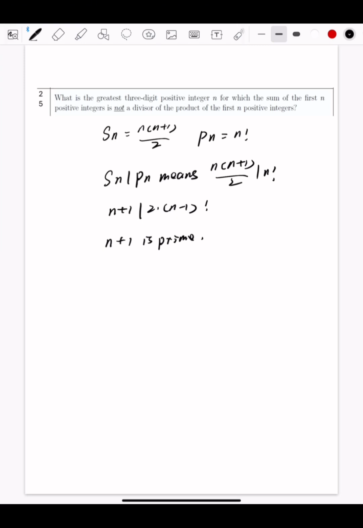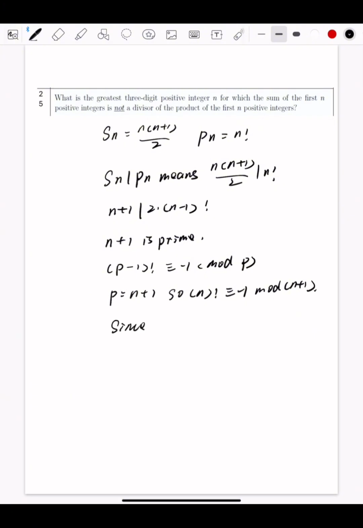By Wilson's theorem that we know, p minus here, that is for the prime p. Here we got this. If n plus 1 is prime and n plus 1 is bigger than 2, then when n plus 1 is prime, that is not divided into the n.